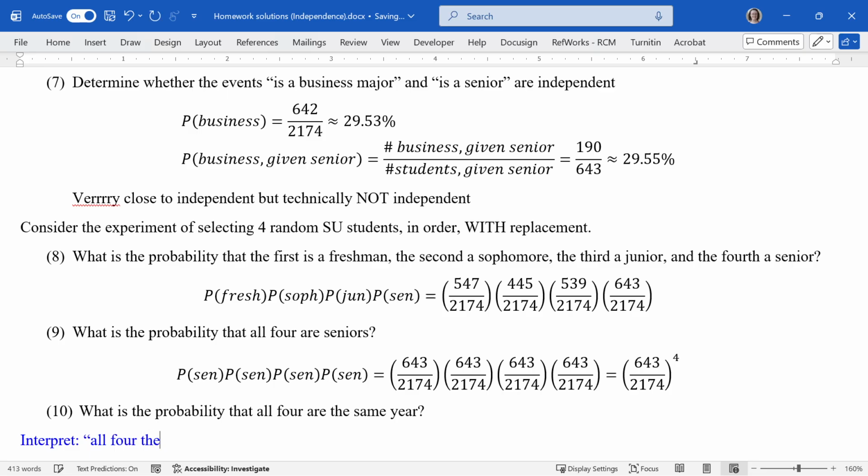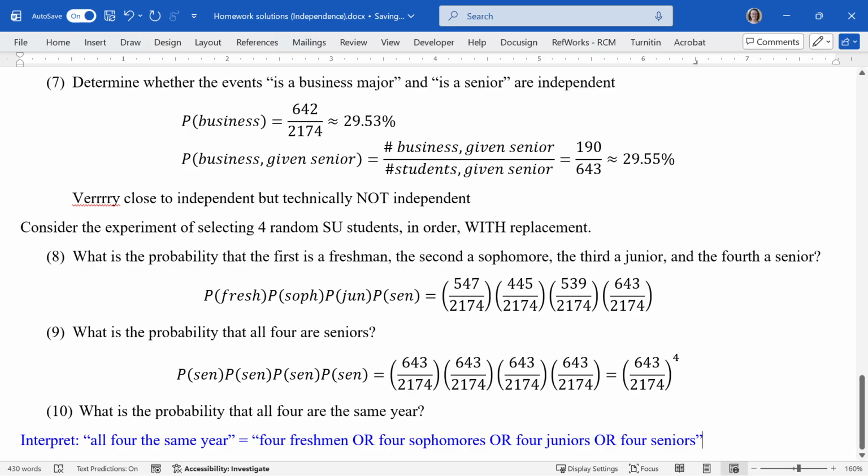All 4 the same year can be interpreted as 4 freshmen or 4 sophomores or 4 juniors, or 4 seniors.